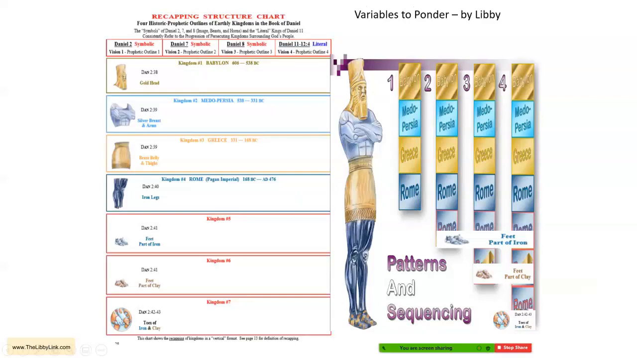see the gold head right here, Babylon. We see the silver chest and arms, Medo-Persia. We see the brass belly and thighs, Greece. We see kingdom number 4 is Rome, pagan imperial Rome, 168 to 476 AD. Here in the 5th kingdom, we know it's going to be feet part of iron. In the 6th kingdom, it's going to be feet part of clay. In the 7th kingdom, it's going to be toes of iron and clay.